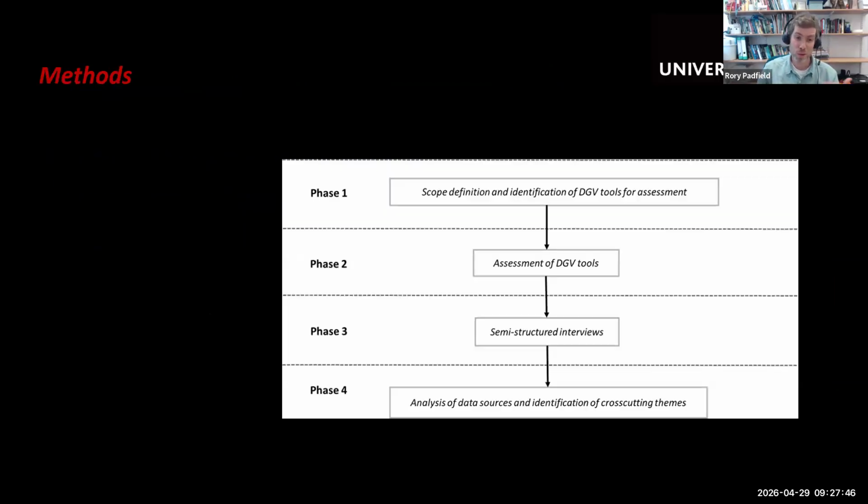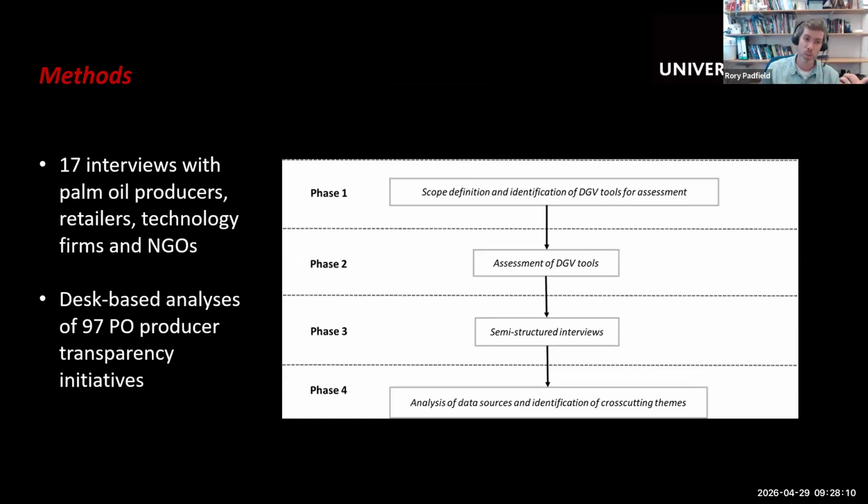In terms of the methods, there were 4 phases. Once we'd defined our scope, which effectively was the definition of DGVs, and we'd identified those DGVs that we were going to assess, we then assessed them, we undertook some interviews, and we then analysed across the data sources that we had, the interviews and the DGVs. In summary, it was 17 interviews with a range of different stakeholders who had knowledge or interest or a stake in these tools, including palm oil producers themselves.